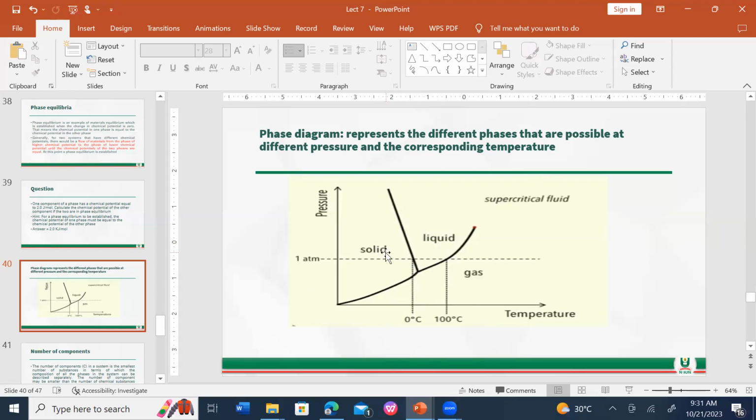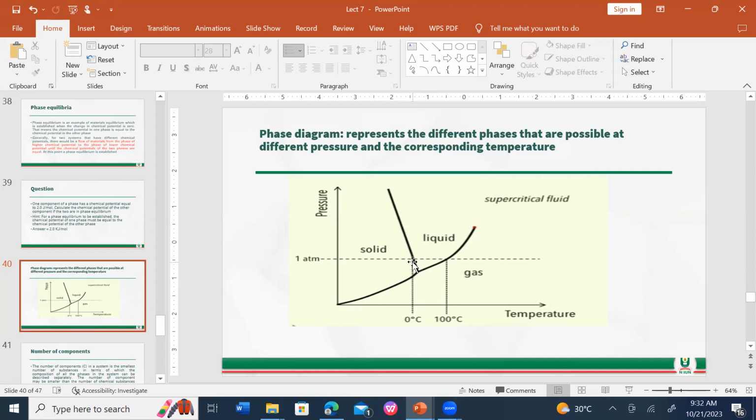Now, the phase that is possible between solid and liquid is called solid-liquid equilibrium. The phase that is possible between liquid and gas is called liquid-gas equilibrium. The phase that is possible between solid and gas is called solid-gas equilibrium. But the phase that is possible for the three states is called solid-liquid-gas equilibrium, and that point is called the triple point.